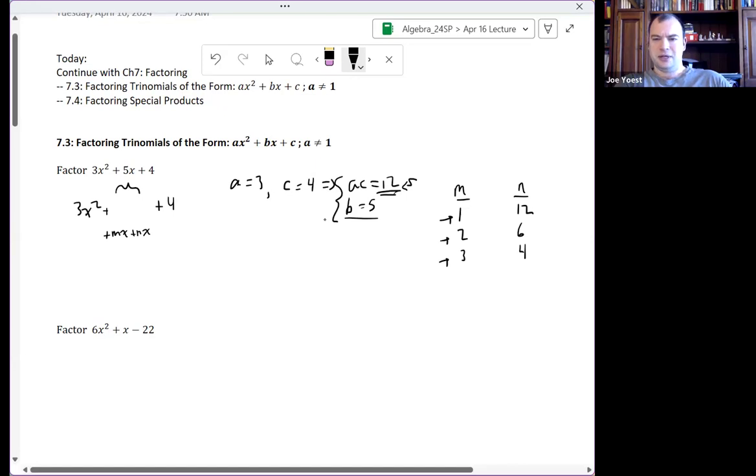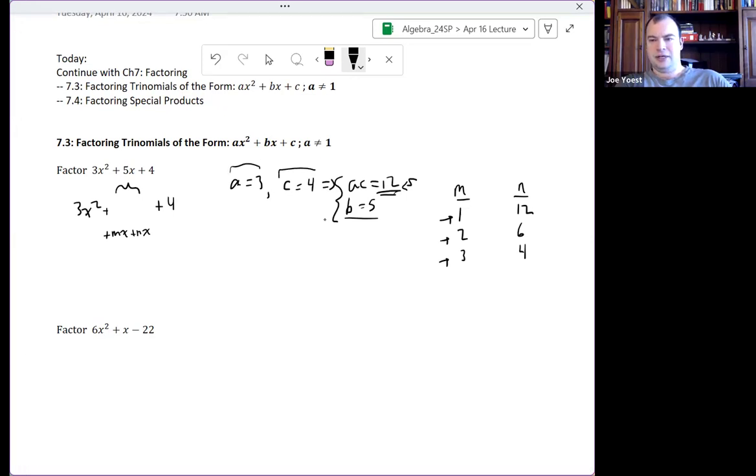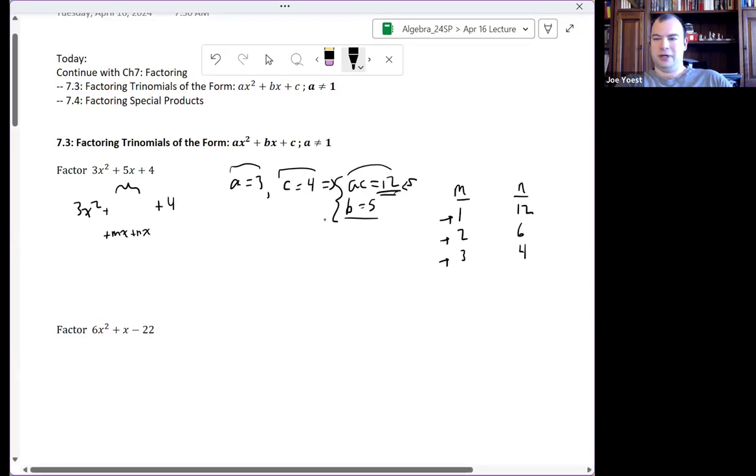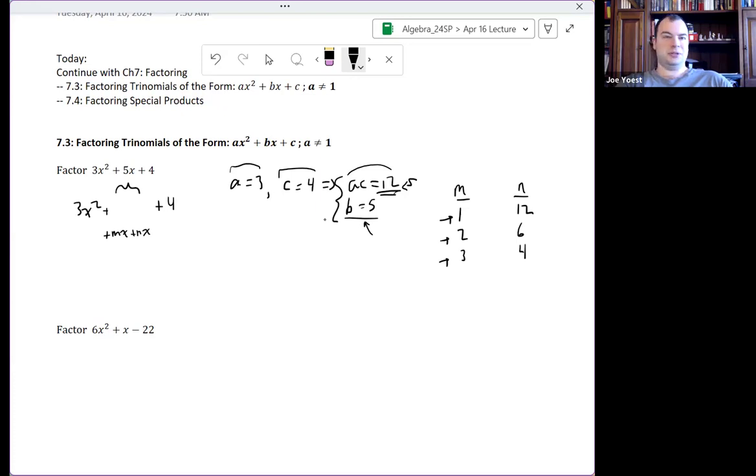So if I check my work, just double check A is 3, that looks right. C is 4, that looks right. AC is 12. How can I break down 12? 1 times 12, and 2 times 6, 3 times 4, that all looks good. I'm looking for, and I know that they both have to have the same sign, so both positive, both negative. I'm looking for them to add together to make positive 5, so both would have to be positive. And I don't see 1 plus 12 is 13, 6 plus 2 is 8, 4 plus 3 is 7. None of those are 5.